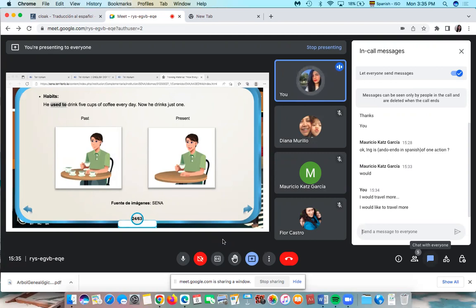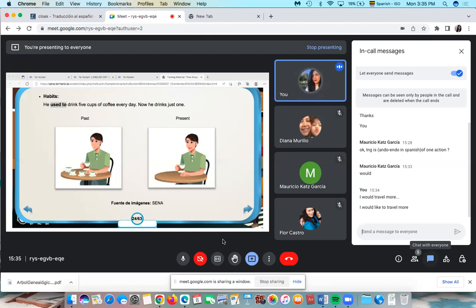El used to es un hábito que solíamos tener y traduce eso, "solía hacer tal cosa" o "acostumbraba", ¿sí?, a hacer tal cosa, y ahora ha cambiado. Un hábito es algo que era regular y ahora es diferente, ¿no? No quiere decir que ya no lo hagas, puede ser que sea diferente. For example, here. I used to drink, or he used to drink 5 cups of coffee and now he drinks just one.